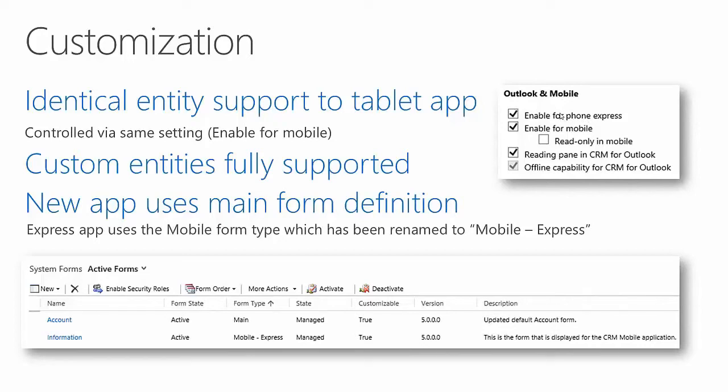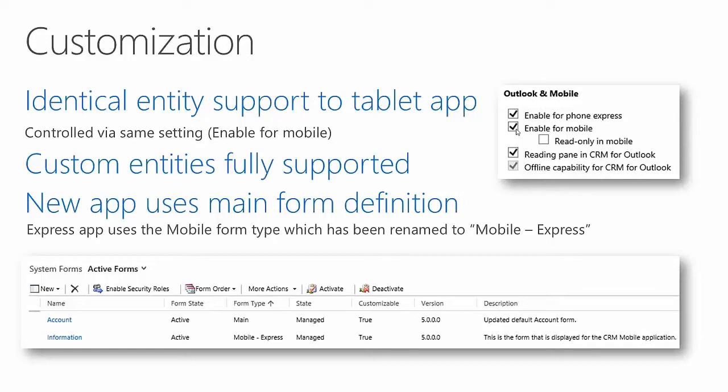It used to be called just Enable for Phone. Because it applies to the previous phone app, it's been relabeled to Enable for Phone Express. So to control whether an entity is enabled for the prior phone app, you can use this option. This other option used to be called Enable for Tablet. But now that it applies to both the tablet app and the new phone app, it's been relabeled to Enable for Phone. So clicking this one checkbox enables that entity to be available in the new phone app and the tablet application.